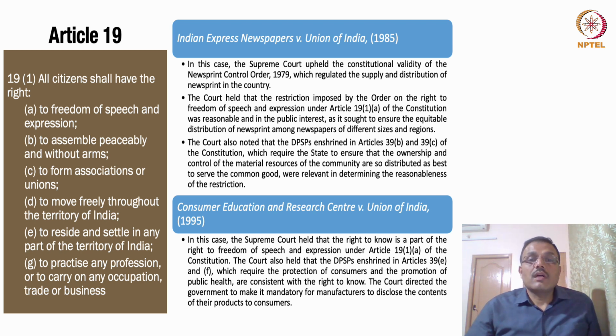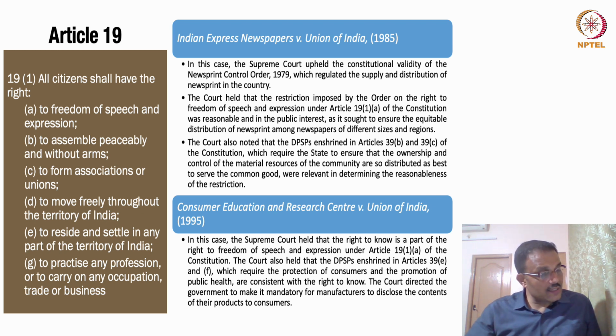Originally, Article 19, which talks about the right to freedom, had seven rights: A, B, C, D, E, F, and then G. F is not existing any longer. It was deleted by the 44th Amendment to the Constitution in 1978. What was deleted was the right to acquire, hold, and dispose of property, which was also a right to freedom under Article 19(1)(f).